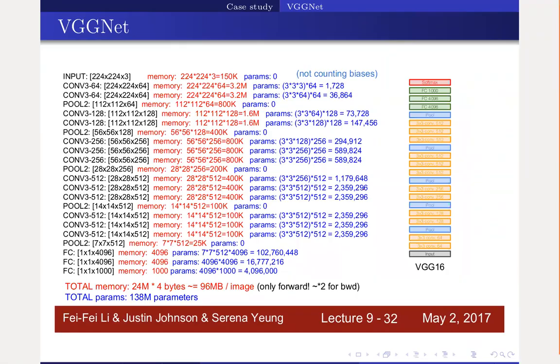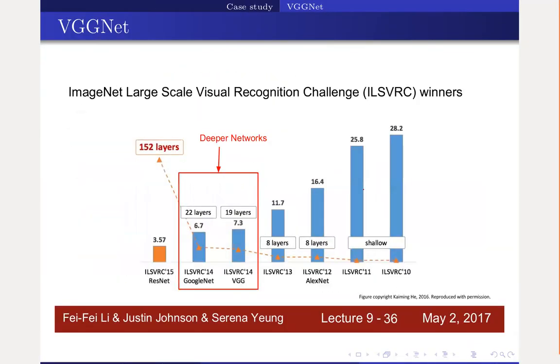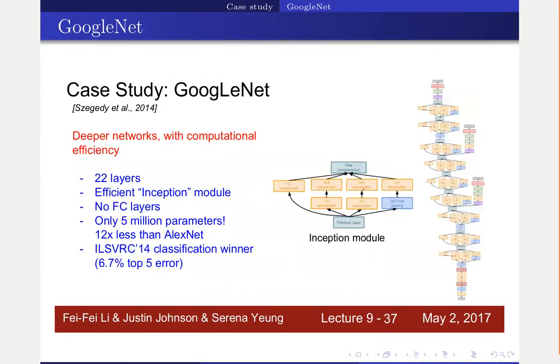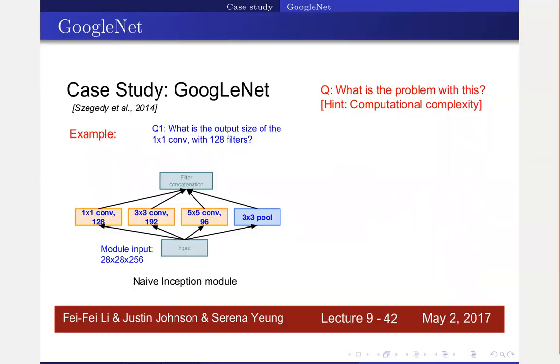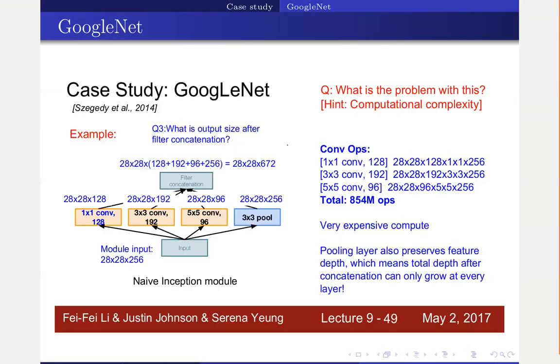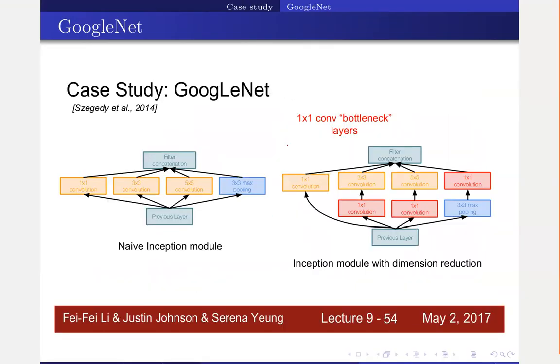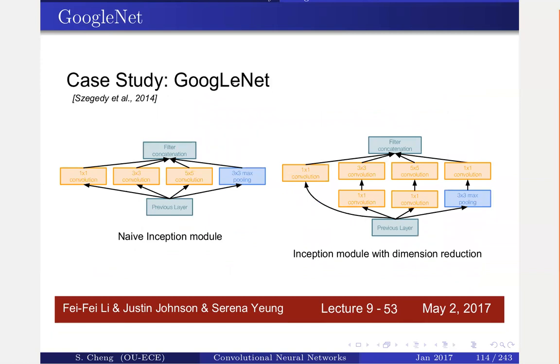And this is VGGNet. Later on Google had the so-called GoogleNet in 2014. The main thing is that they introduced what is known as the Inception module. So maybe I have, let's see, yeah, maybe this Inception module is like this.